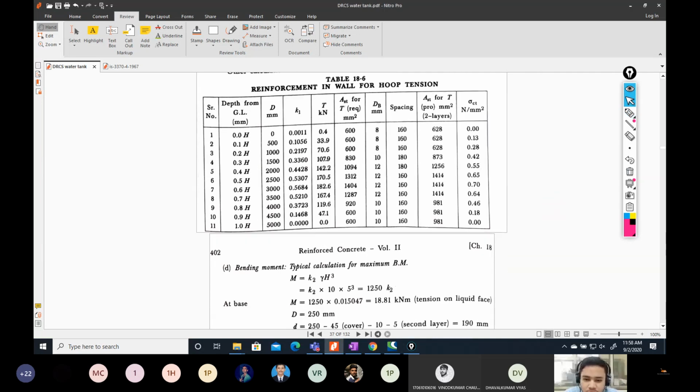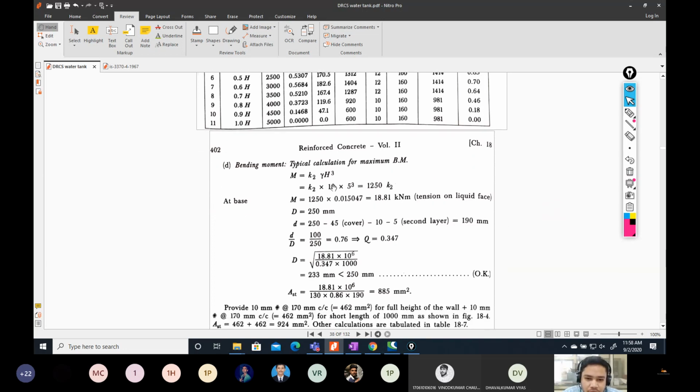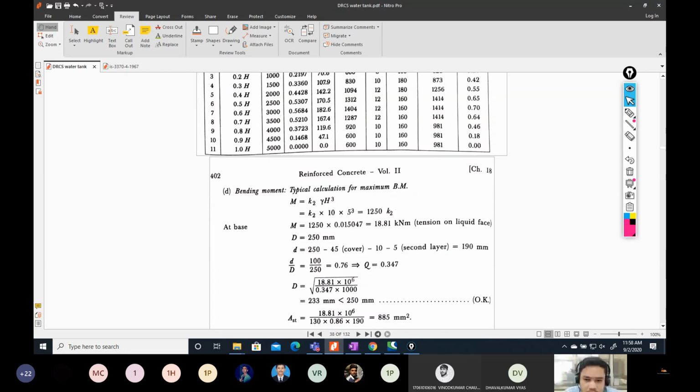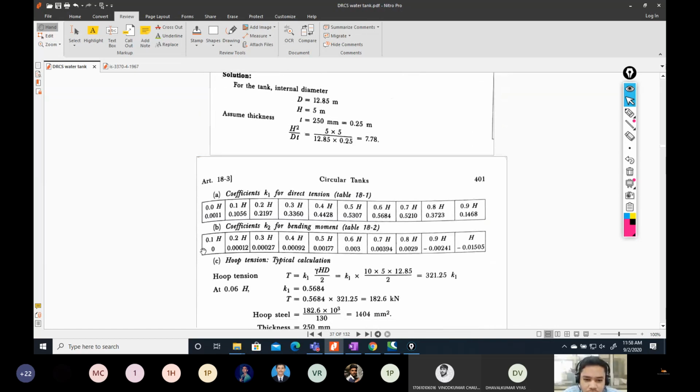Similarly, we have to find the bending moments. The bending moment is given by the coefficient K2 from table 10 of IS 3370 part 2. These coefficients are here for our h square by dt ratio of 7.78. These are interpolated values of K2 for h square by dt ratio of 7.78.